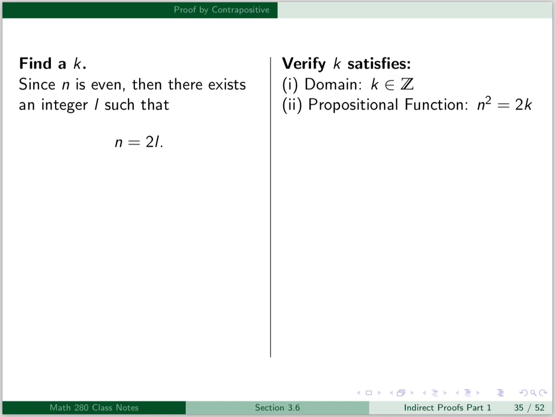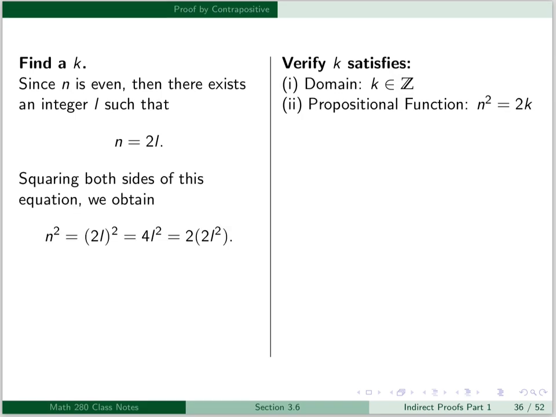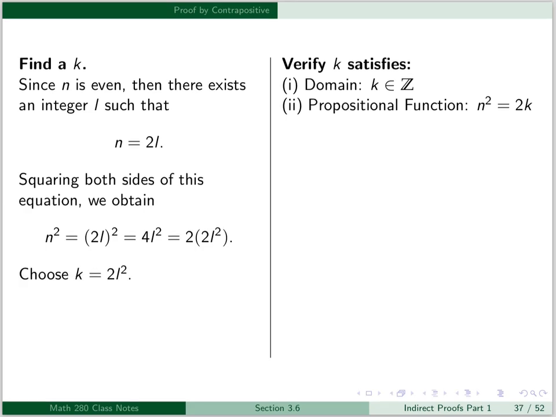According to our hypothesis, since n is even, there exists an integer l such that n is equal to 2l. Our propositional function now is n squared is equal to 2k. So we square both sides of our hypothesis, and we obtain n squared is equal to the quantity 2l squared, which is 4l squared. We can factor 2 out of that, and we obtain 2 times the quantity 2l squared. So now this looks like our propositional function, n squared is equal to 2k, with k equal to 2l squared. So we choose k to be 2l squared. We've now found our k, and so we're ready to go over to the right-hand column.